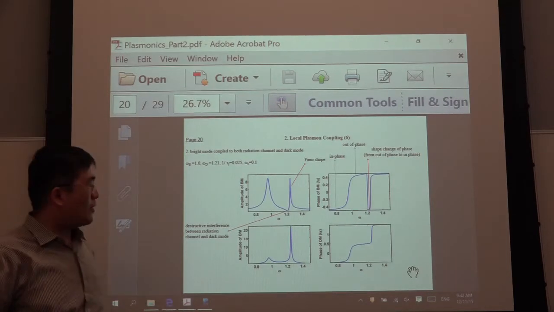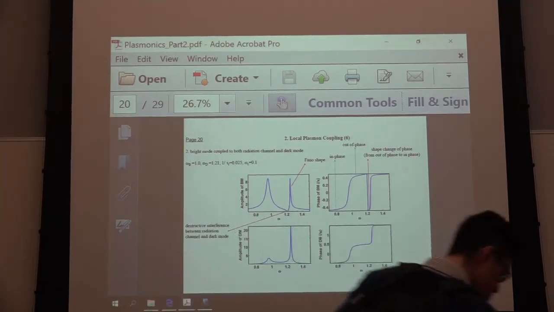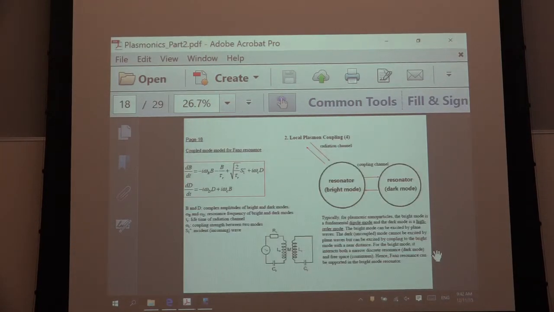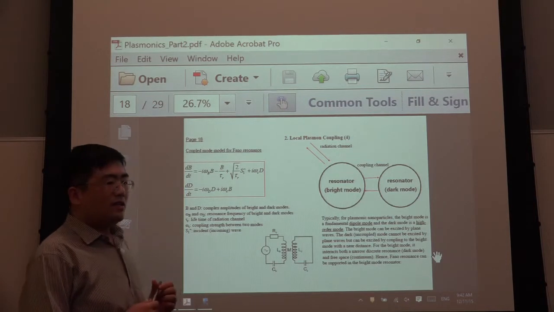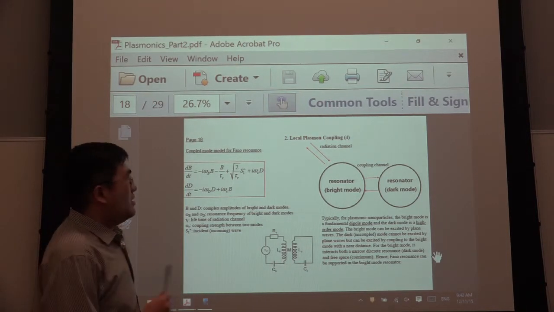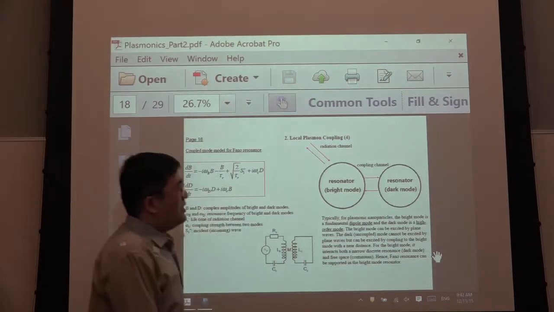I understand that all of them can exist, but if you go back to the previous slide, you said that the existence of the mode is one thing, whether we can excite it is another thing. Right, exactly. So the mode is here. It's a bright mode and a dark mode. It has many modes for the electromagnetic system.